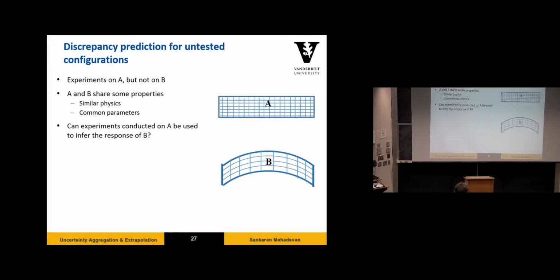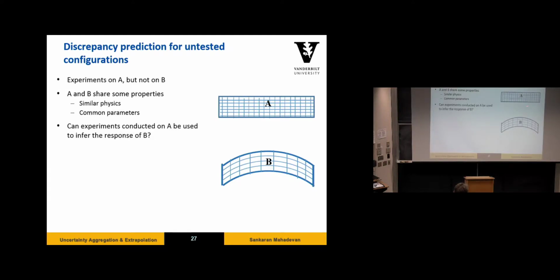I have done experiments on A, but not on B. They have some common properties. They have similar physics, so I can use the same governing differential equation. And they have common parameters, maybe they are made of the same material and so on. But they have different geometry and maybe different boundary conditions.